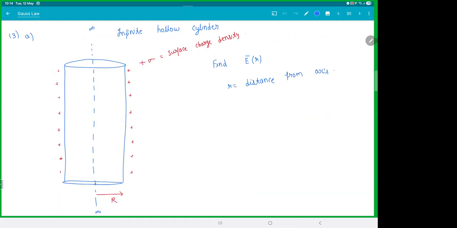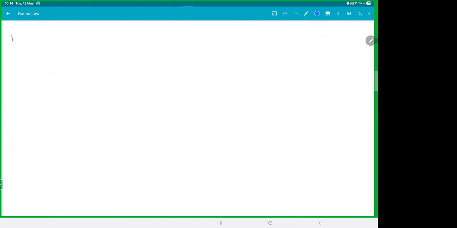Okay, let's see one more then. This is a good one. We have a solid sphere.